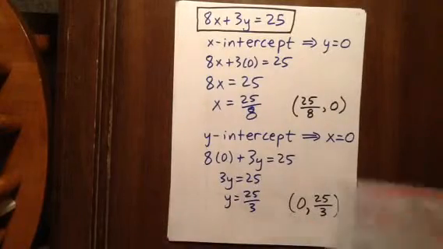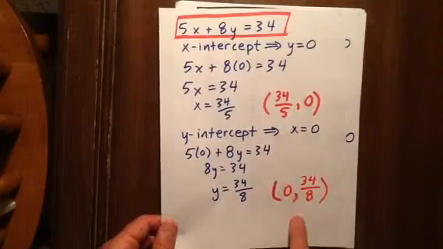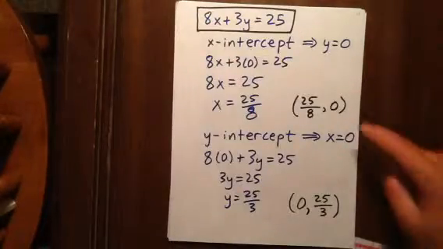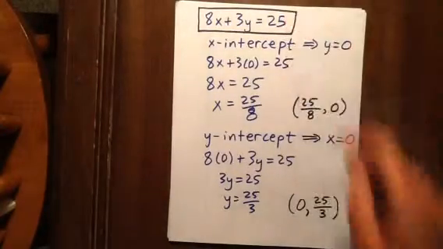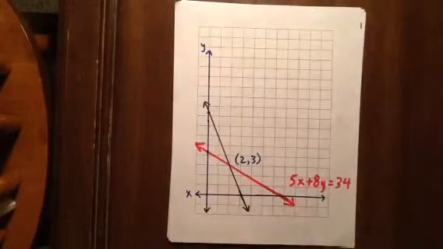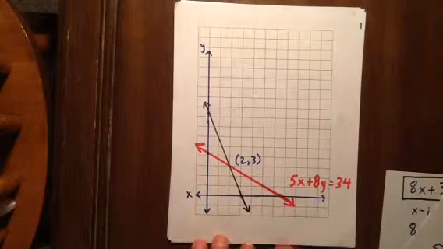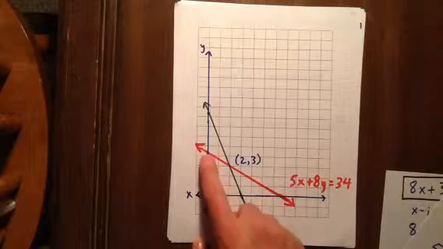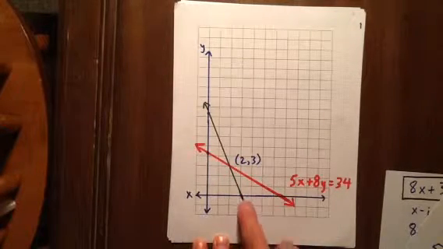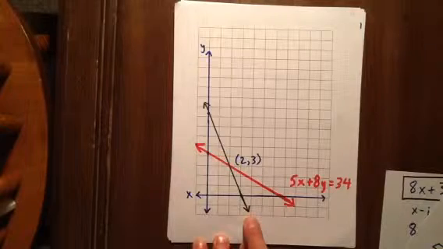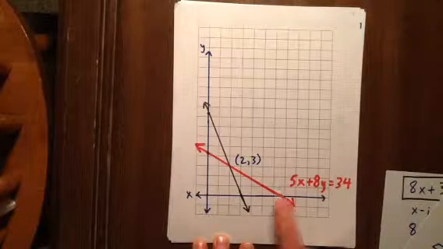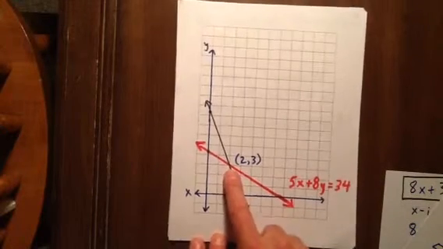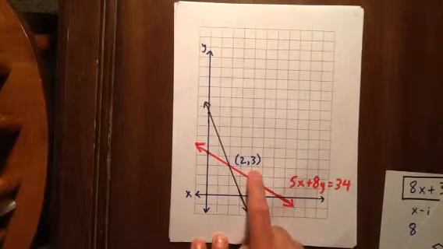So we're going to graph both of these lines. The red one with these 2 points, which is 5x plus 8y equals 34, and the black one with these 2 points, which is 8x plus 3y equals 25. Doing that, graphing our x-intercept and y-intercept for each line, we see that they seem to intersect at the point (2, 3).